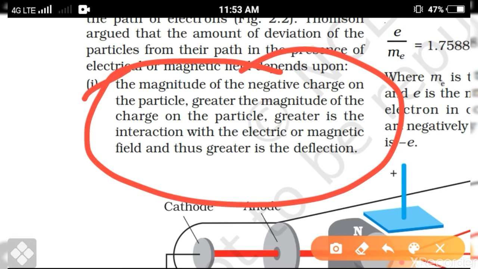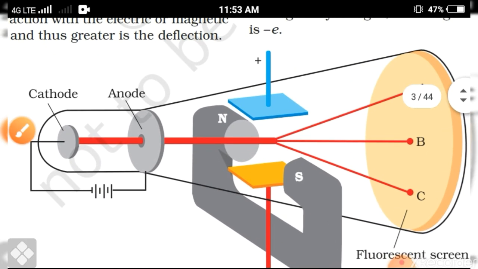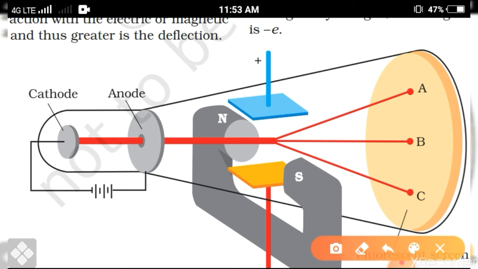So the deflection will be greater if the magnitude of the charge of the particle is greater, because the interaction with the electric or magnetic field is greater. Thus the deflection will be greater and larger. Understand? This is the experiment given by J.J. Thomson with the cathode ray tube.